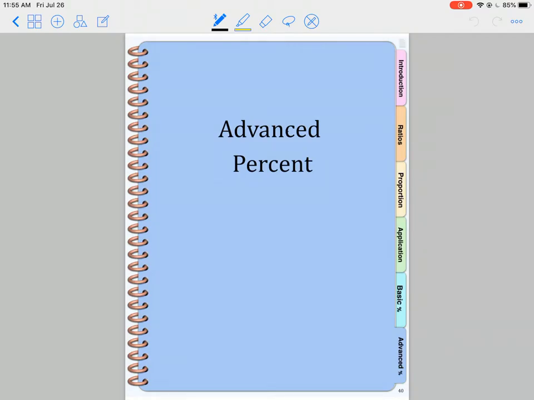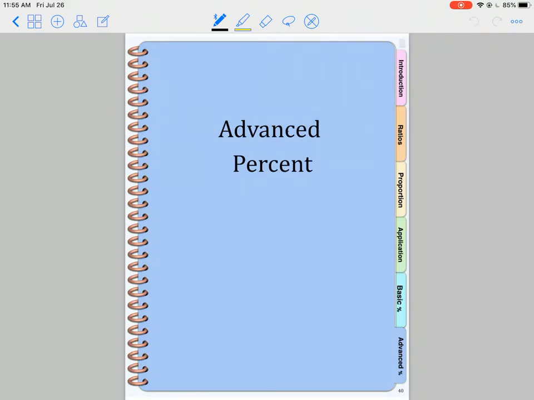We are moving into some more advanced concepts. We're looking at what I'm calling advanced percents, and I want to walk you through some of the more complicated problems that you may encounter. Not that they're going to be a whole lot more difficult. If you have mastered what we've done so far, you'll do just fine. I just want you to be aware of them and how to solve them if you find them.